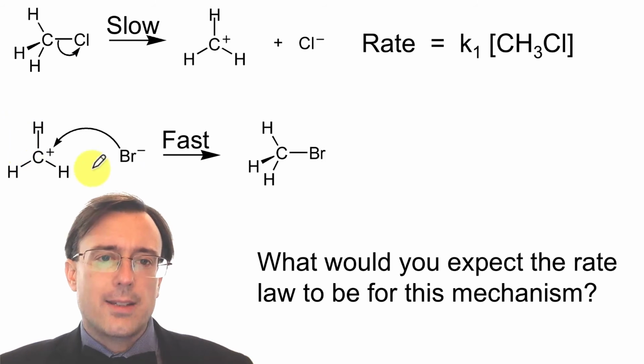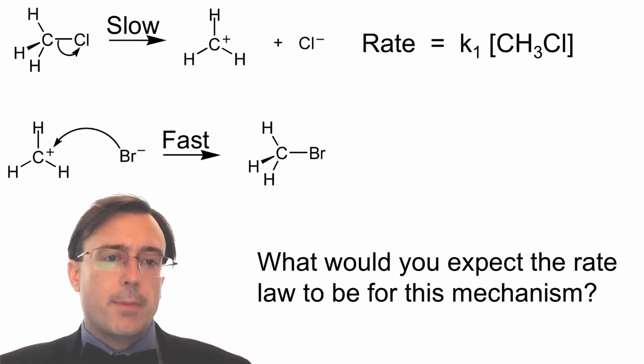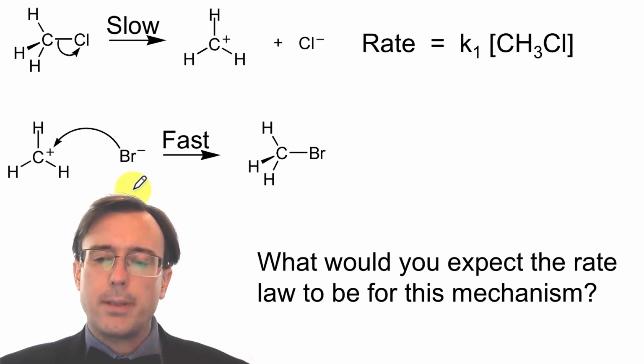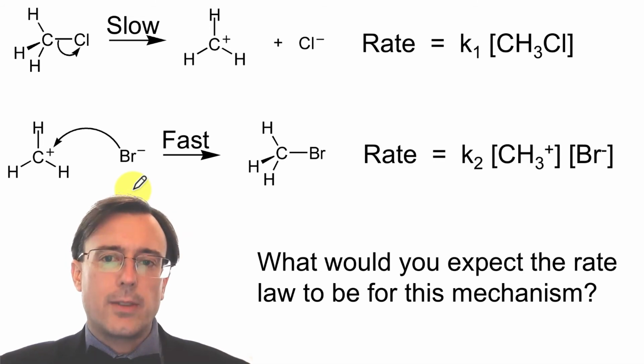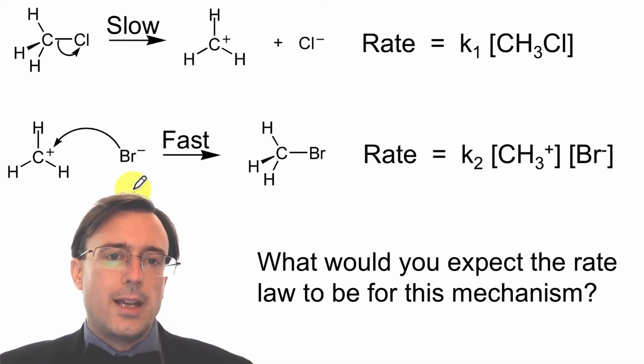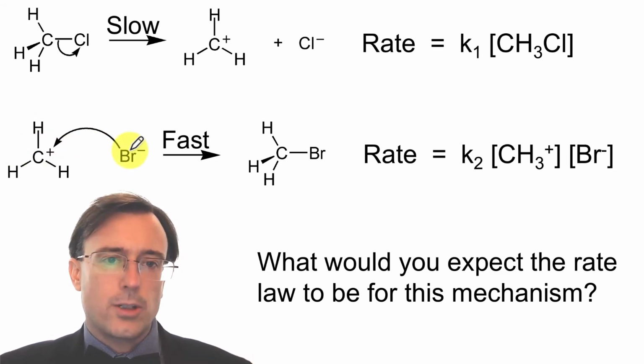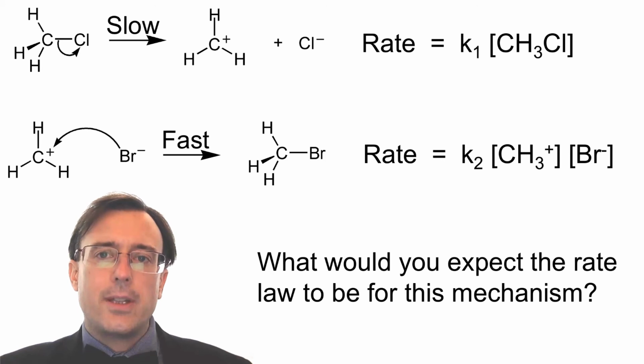Now, what about the second step right here? The second step, the fast step, involves forming a bond between this carbon and this bromine, and so you actually have two different species that must collide in order for this process to take place. And so because you have a bimolecular elementary step, those two things are bumping into each other, the rate law is going to look like this. The rate equals another rate constant times the concentration of this times the concentration of this.